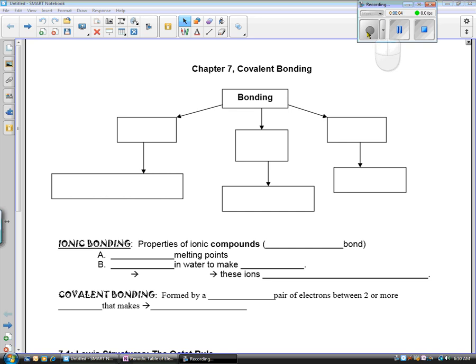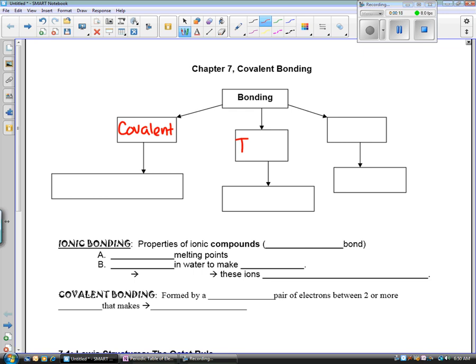Right, chapter 7, we're going to look a little bit at bonding. We're really going to focus on something called covalent bonding. In order to understand what that is, you have to know what all the types of bonding are. So obviously from the title, covalent is one of our types of bonding. We also have something called ionic, and the last one is called metallic.